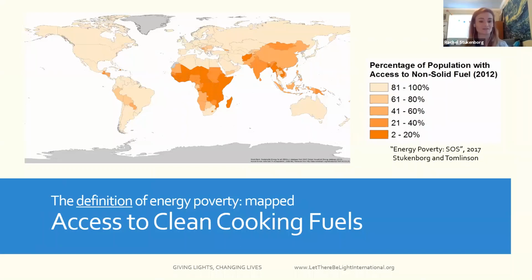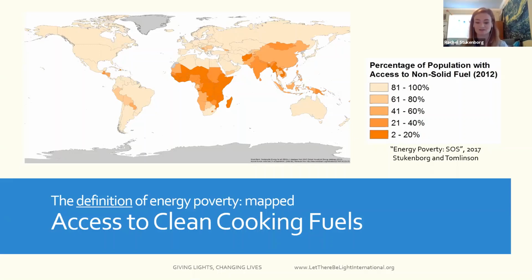So to start with the definition of energy poverty maps, here we have access to clean cooking fuels. So this map is showing country level data of the percentage of population with access to non-solid fuel. And access to non-solid fuel means that someone has access to more advanced liquid or gaseous fuels for cooking. So if someone is relying on solid fuel, they're relying on biomass. It's like firewood, charcoal, peat, and animal dung. And biomass is inefficient, time-consuming to gather, and contributes to indoor air pollution.